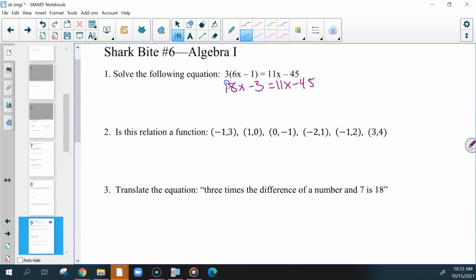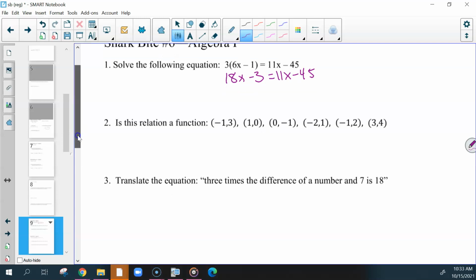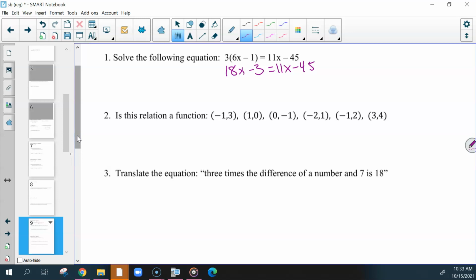So we're gonna go over this. The first one you needed to solve, distribute one side, and then remember that when you have variables on both sides, you get to choose which one you want to move first. How did someone start this?